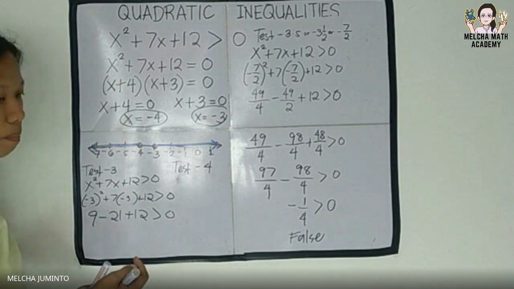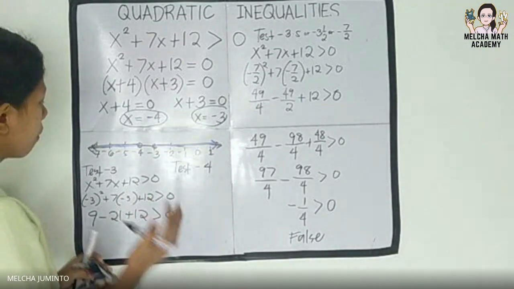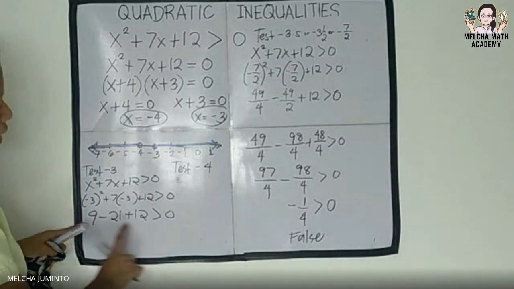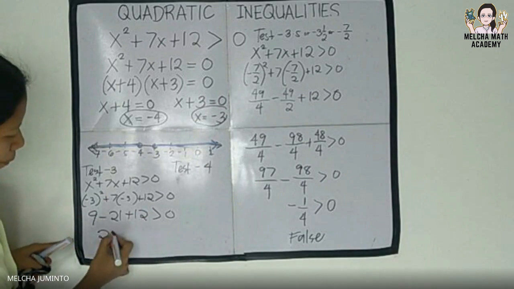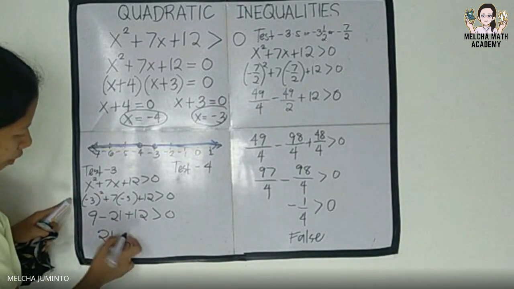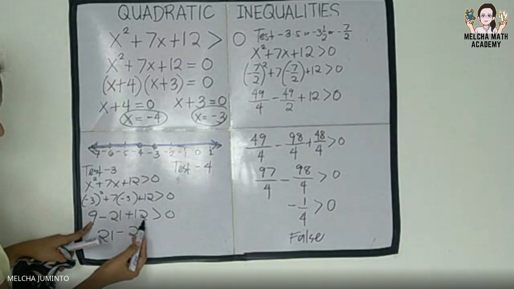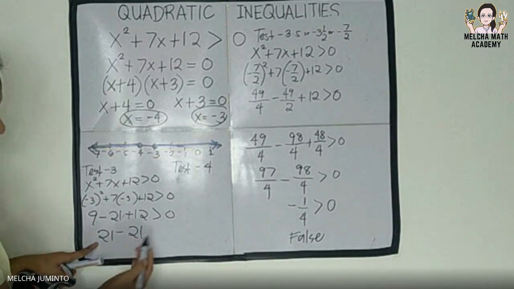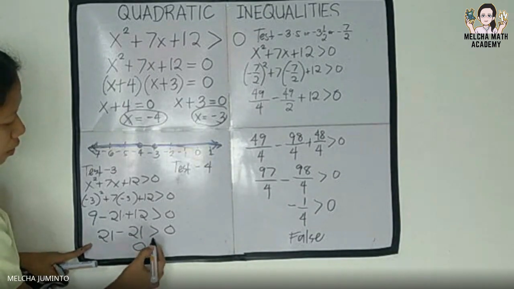To avoid error, always combine the two positive numbers. So 9 plus 12 first. 9 plus 12 is equal to 21. And then just copy minus 21, greater than 0. 21 minus itself is 0. Is 0 greater than 0?